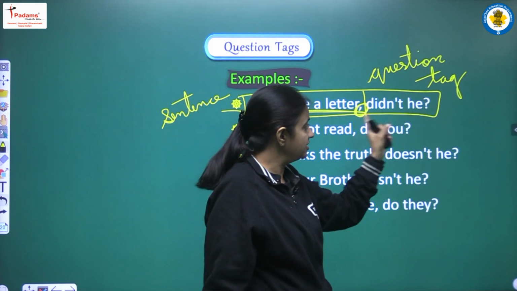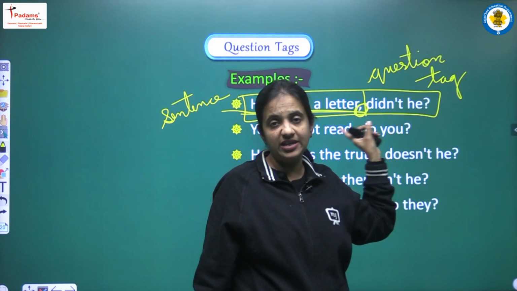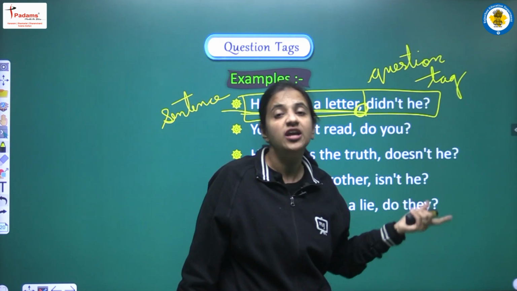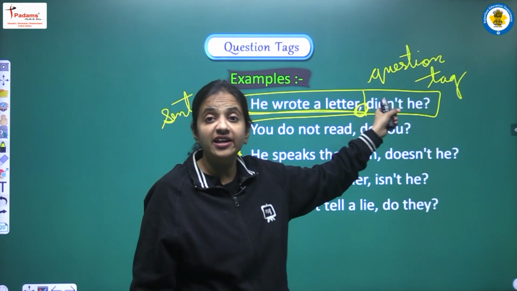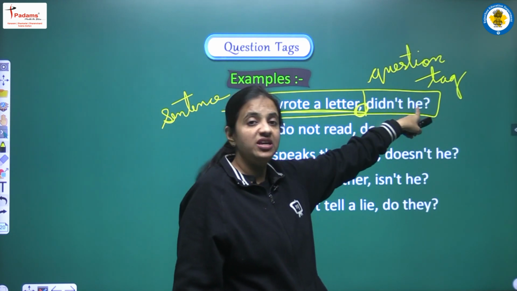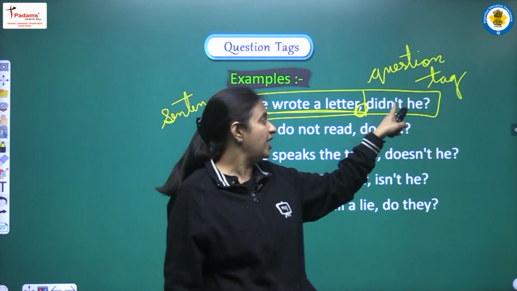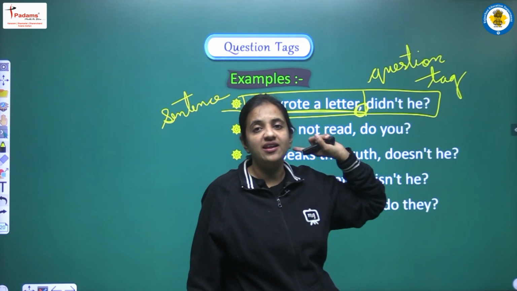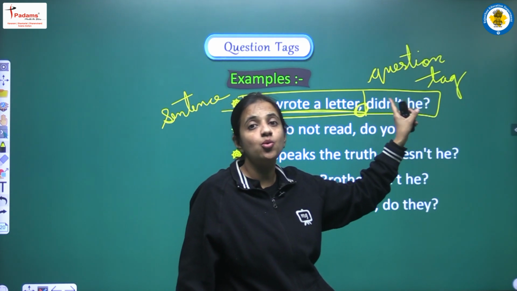Now let's discuss this question tag. We are having didn't he, and didn't means did plus not. So what is did? Did is the auxiliary verb, and this is the negative tag. So we are having not with did, and we are having he, that is a pronoun. So we have discussed that we have to add one auxiliary verb. If we are having a negative tag, then we have to add not also, and we have to use one pronoun also.